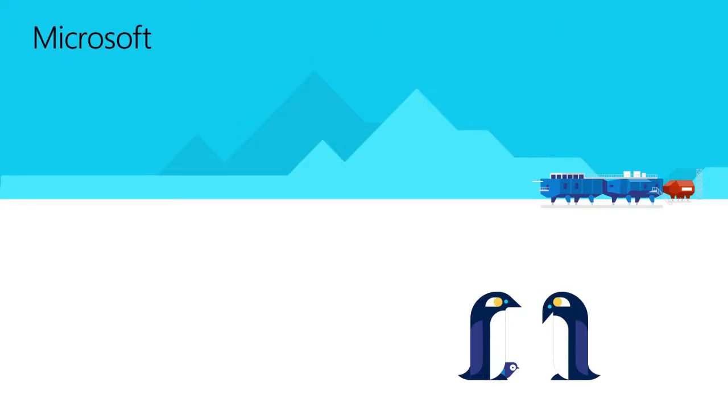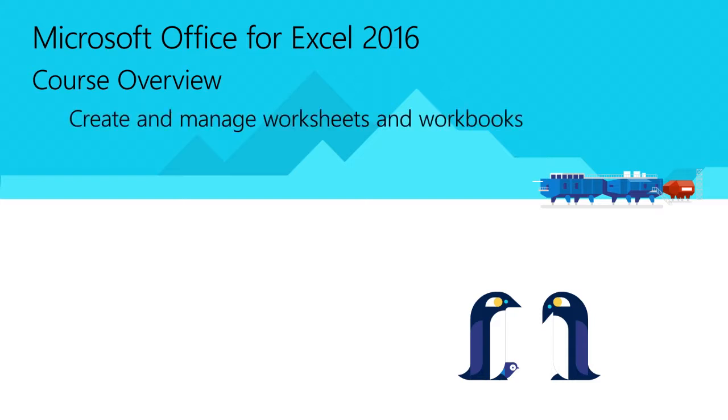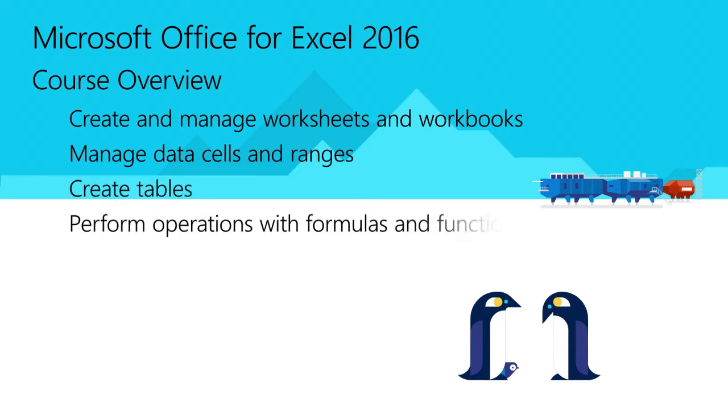Welcome to the Microsoft Office Specialist Academy course for Excel 2016. This course is divided into five main sections: create and manage worksheets and workbooks, manage data cells and ranges, create tables, perform operations with formulas and functions, and create charts and objects. Each section contains specific tutorials that are intended to be followed sequentially from workbook creation to printing.